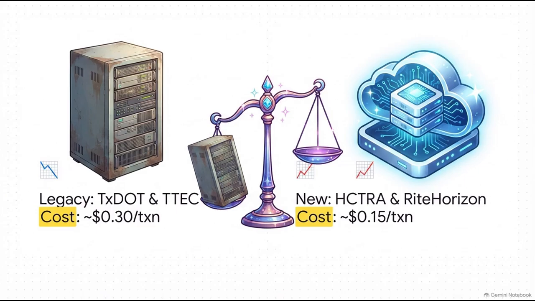To fix this, they transferred back-end management to the Harris County Toll Road Authority, you'll hear us call them HCTRA, powered by Right Horizon Technology. This consolidation cuts processing costs in half, down to around 15 cents per transaction. It's a massive win for efficiency. But yeah, it does require a little bit of action on your part.